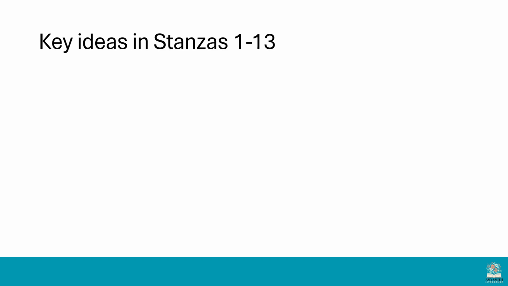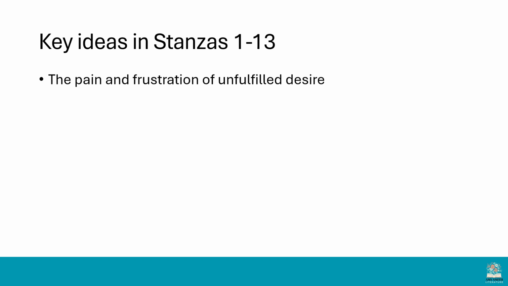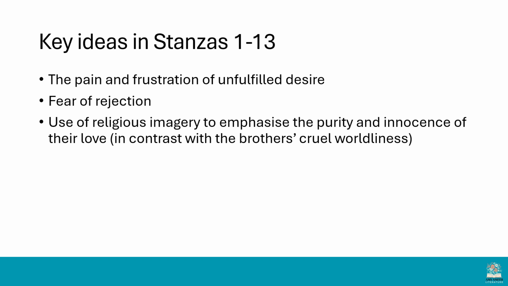In terms of the key ideas that we're going to see in these first few stanzas then, we see the pain and the frustration of unfulfilled desire in the lovers. They don't know how to speak about their love to the other person. They're worried about rejection. We also see a lot of religious imagery, which I've already mentioned, and that emphasizes the purity and the innocence of their love. And that is a really sharp contrast with the brothers' cruel worldliness. And then we see the transience of love as well. So even when the lovers do manage to speak to one another, they do admit that they love each other in the kind of first section of the poem.